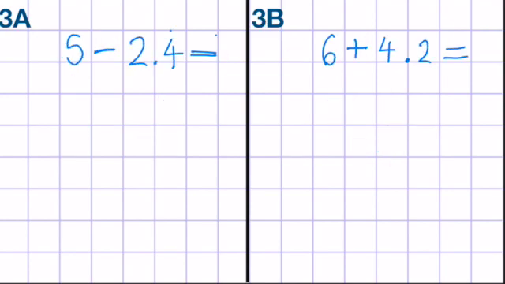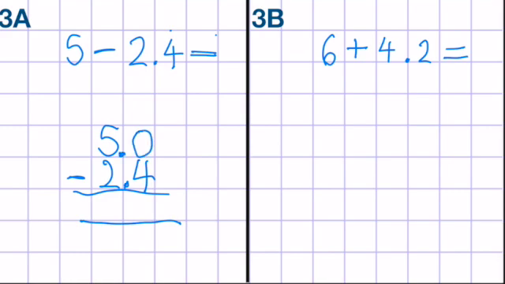3A, we have 5 subtract 2.4 and 3B, 6 add 4.2. Press pause and then we'll work it out together. Okay, 5 subtract 2.4, we're going to do the column method. I'm lining up my ones digits and I notice straight away that I've got a 10th digit in 2.4 but not for 5. So I'm going to put a decimal point and a 0. I also need a decimal point in my answer box. Okay, 0 take away 4, I can't do that. So I'll change that to 4, that becomes 10. 10 subtract 4 is 6. And 5 subtract 2 is 2.